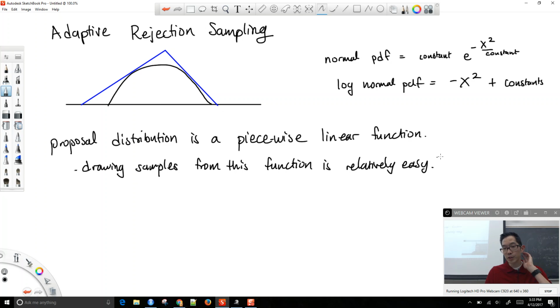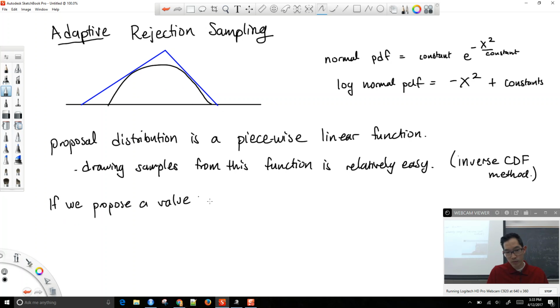You know, we can just use the inverse CDF method for this part. And the adaptive part comes from if we propose a value and it gets rejected. Okay, we can then use that value to tighten our envelope.